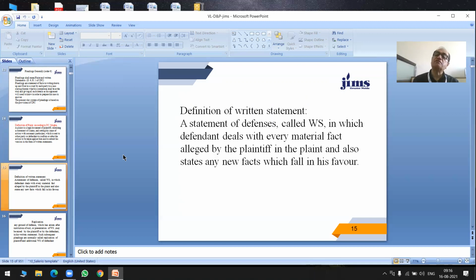And what is the definition of a written statement? A statement of defenses, called WS in short, or written statement, in which the defendant deals with every material fact alleged by the plaintiff in the plaint, and also states any new facts which fall in his favor.